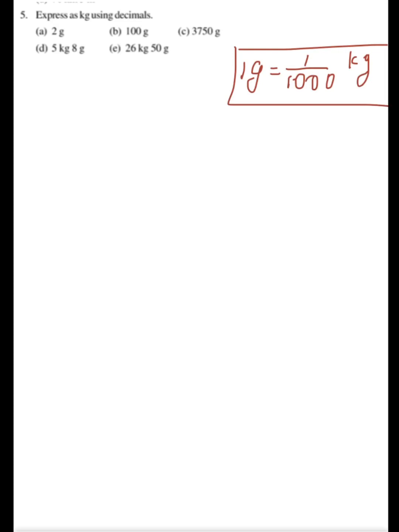Fifth question is express as kilogram using decimals. Okay, and the questions are written in grams. So you have to write the relation between kilogram and gram. And you know that 1 gram is equal to 1 by 1000 kilogram. Okay, this is the relation that you are using here. So, and our first question, A is 2 grams. Okay, so to convert it into kilogram, you need to divide it with 1000. So it will get converted to kilogram.